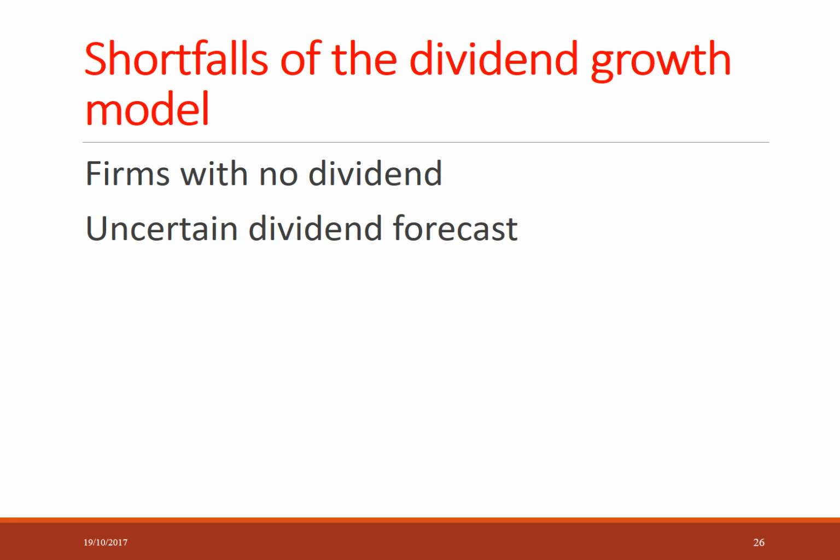So we talked about the dividend discount models as one way to price equity. The shortfalls of this model include, firstly, if we have a firm with no dividends, then we can't really discount cash flows, right? We have no cash flows to discount. Second, if we have unstable dividend forecasts, then our estimate is not very accurate.